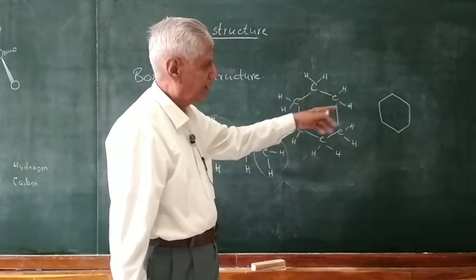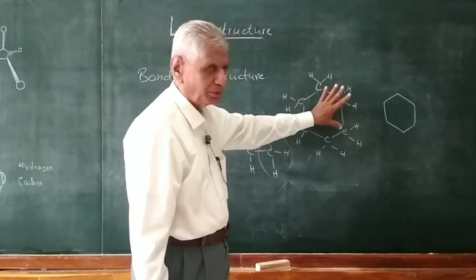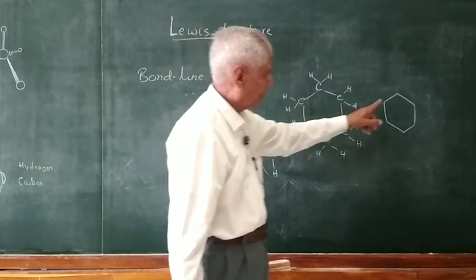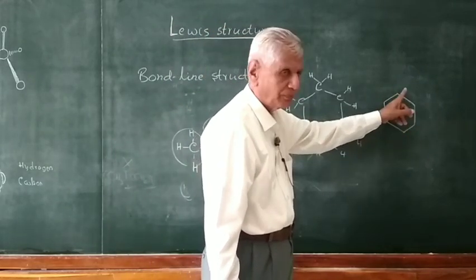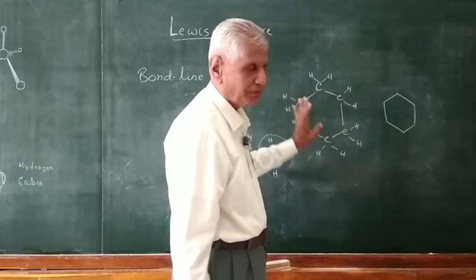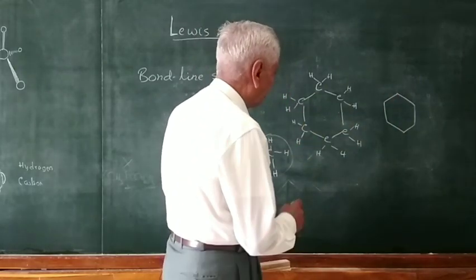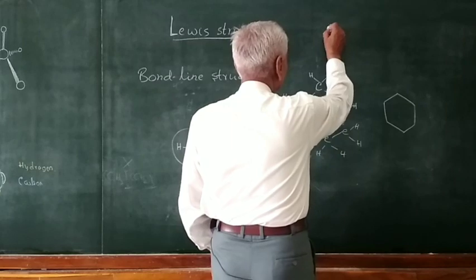It forms a ring, and each carbon has two H. So at each corner there is a carbon and two hydrogens. Carbon to hydrogen, carbon to hydrogen. So this corresponds to this structure. Similarly, suppose you have got a compound like this.